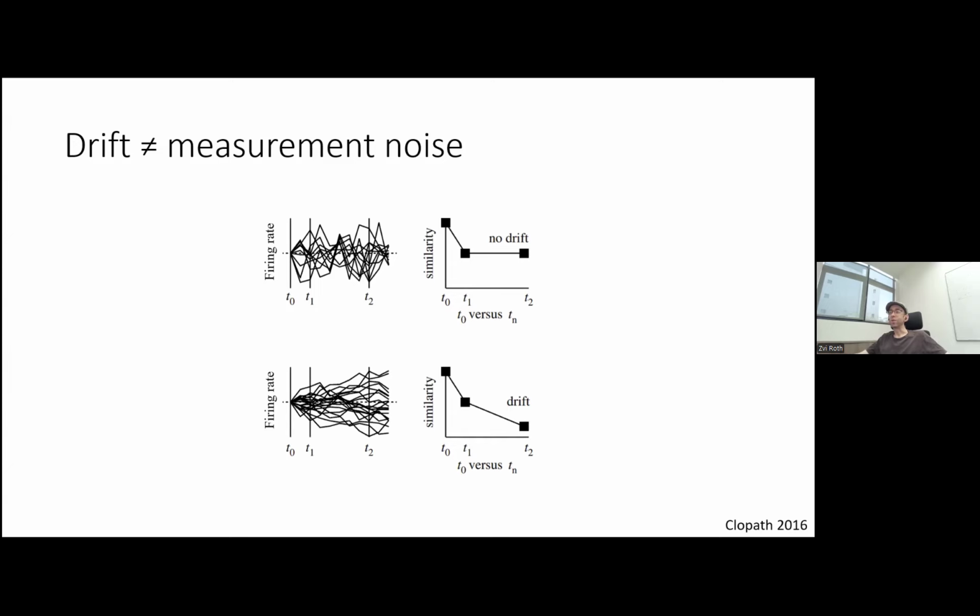Now, representational drift, on the other hand, means that responses are changing systematically and continuously over time. So they're not only random fluctuations, but there's also a systematic drift. Some neurons, in this case, have increasing responses, others have decreasing responses. And as a population, the responses are becoming less and less similar to the original responses measured at time 0, as you see on the right.